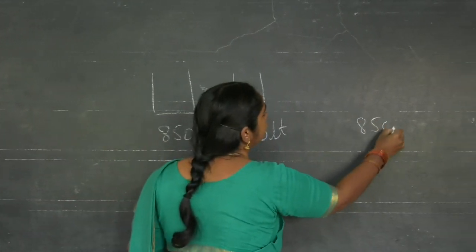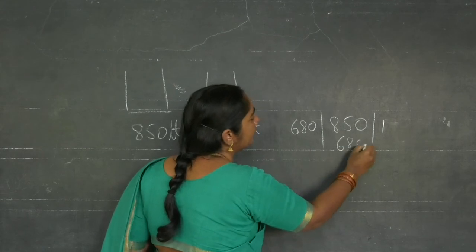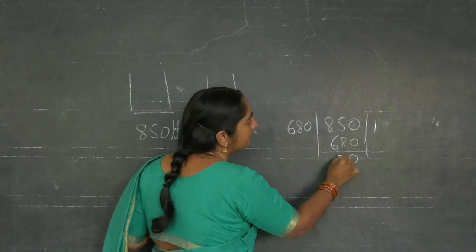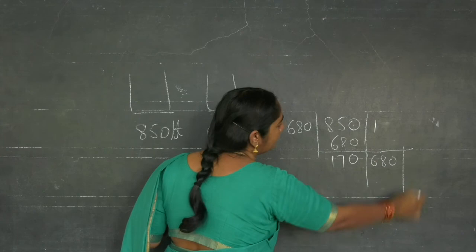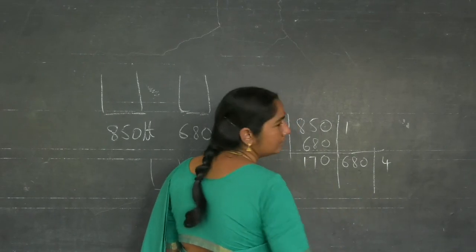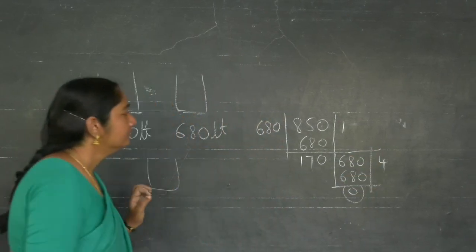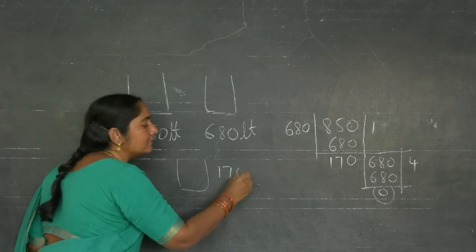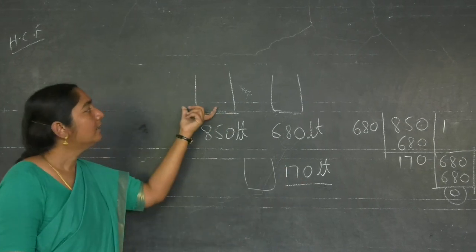So 850 and 680. You can find out the HCF. One time is 680. So my dear friends, 0 minus 0 is 0, 15 minus 8 is 7, 7 minus 6 is 1, so the remainder is 170. Then 680 divided by 170 goes exactly 4 times, and the remainder is 0. So the size of the container must be 170 liters.